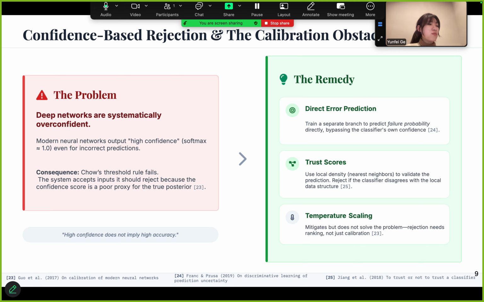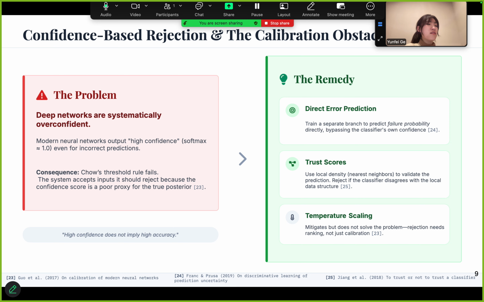So others took a different approach. Train a separate branch to directly predict misclassification probability. You are no longer asking how confident is the classifier, you are asking how likely is this specific prediction to be wrong. That is a more targeted signal.